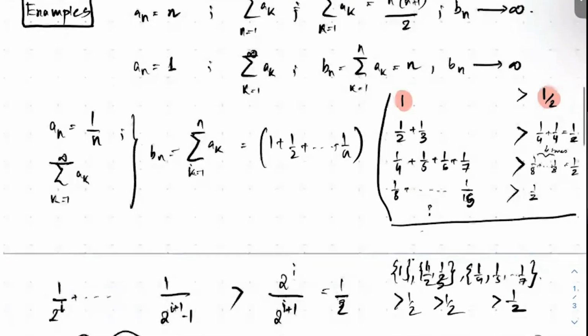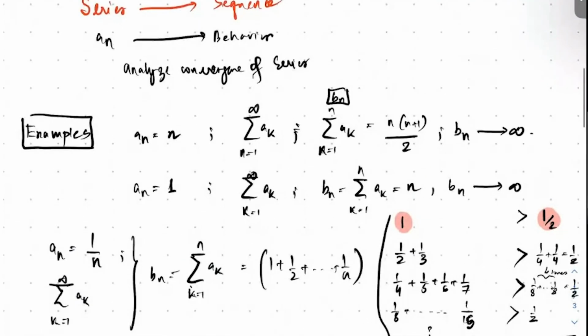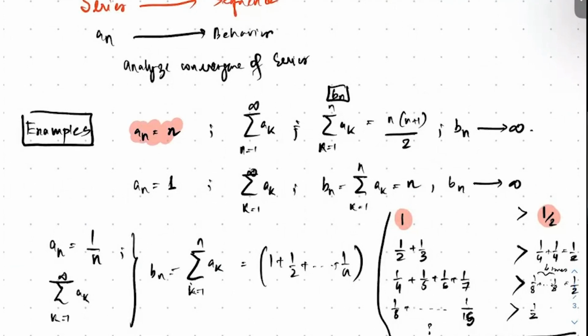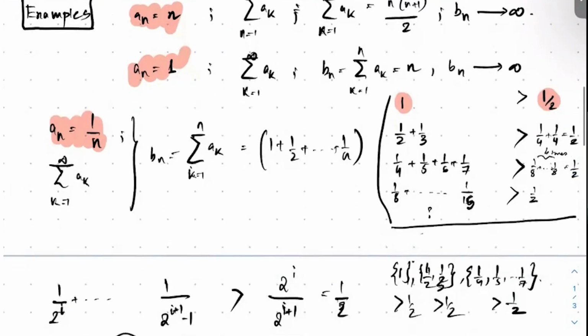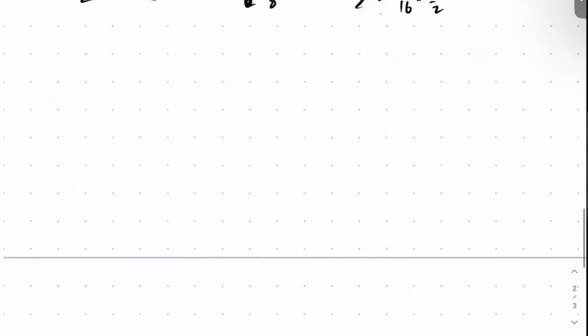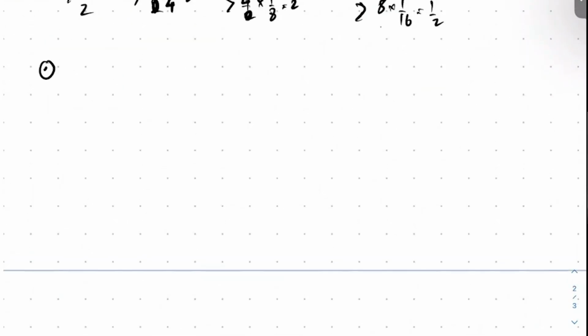So this is very weird. We have seen that for n, it's going to infinity; for 1, it's going to infinity; for 1 by n, it's going to infinity. What happens if you take 1 by n squared? This is something I'm telling you in advance: if you take the summation of 1 by n squared from 1 to infinity, this converges.